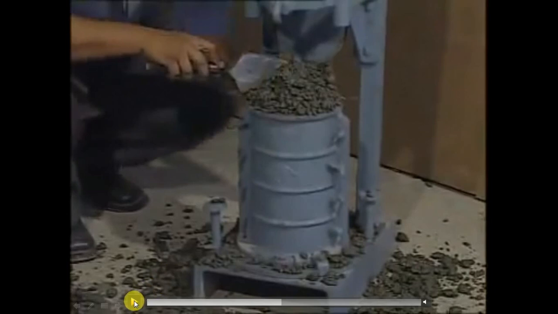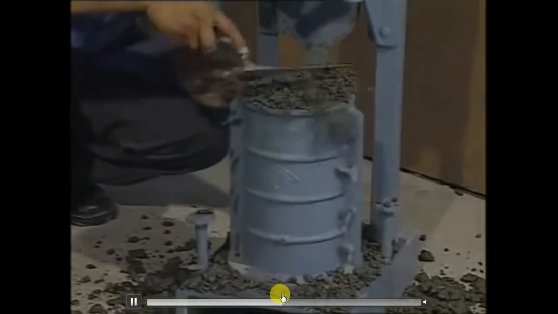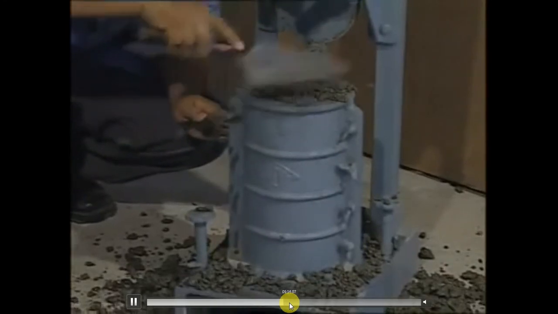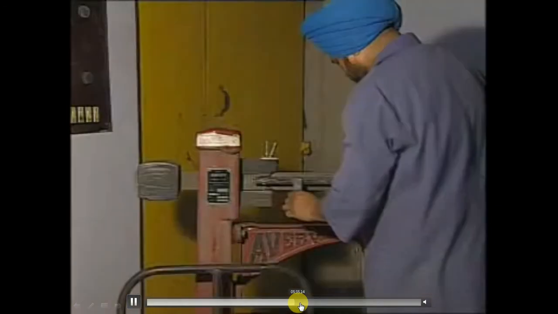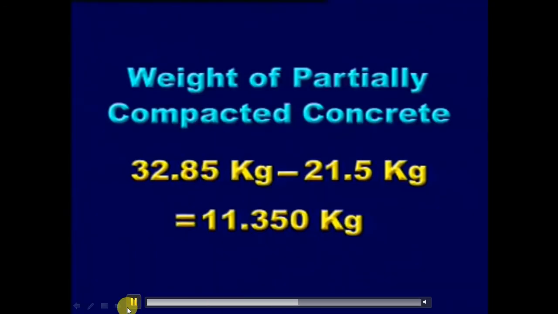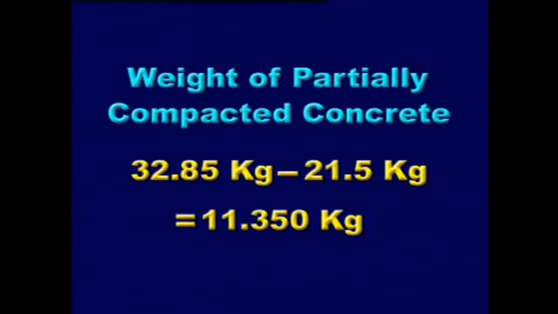Now in the beginning we have taken the empty weight of the cylinder. Now we have taken the weight of the cylinder including its concrete. So obviously the weight of the cylinder plus concrete will be more. The difference between those two, between W2 and W1, that is the weight of the empty cylinder, gives the weight of the partially compacted concrete.